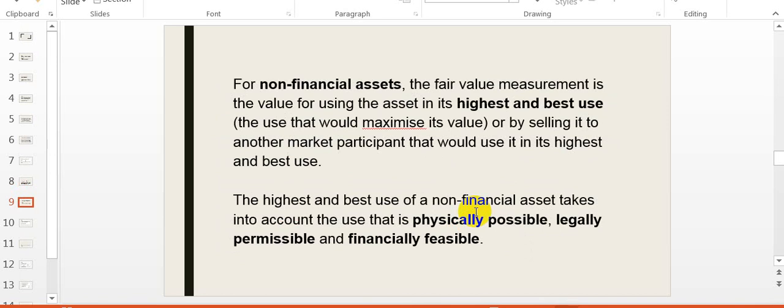We now look at areas where questions may come from in the exam. The first one we look at is non-financial assets. The fair value measurement for a non-financial asset uses the asset in its highest and best use.